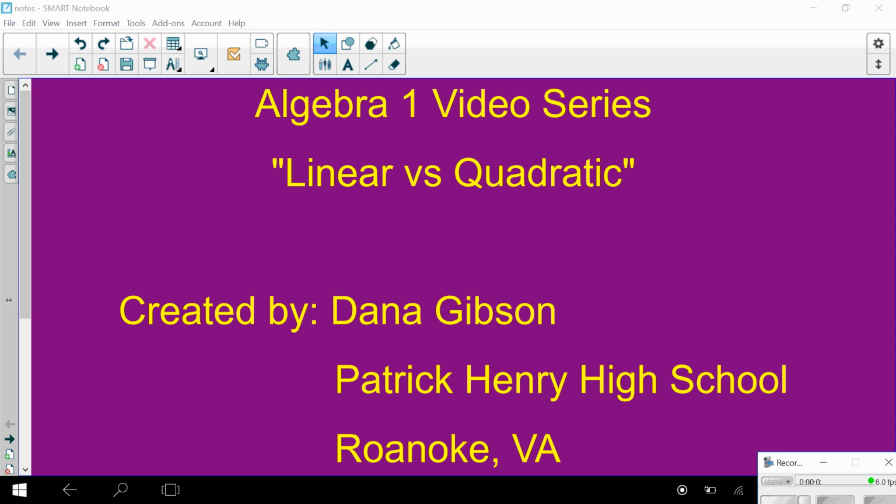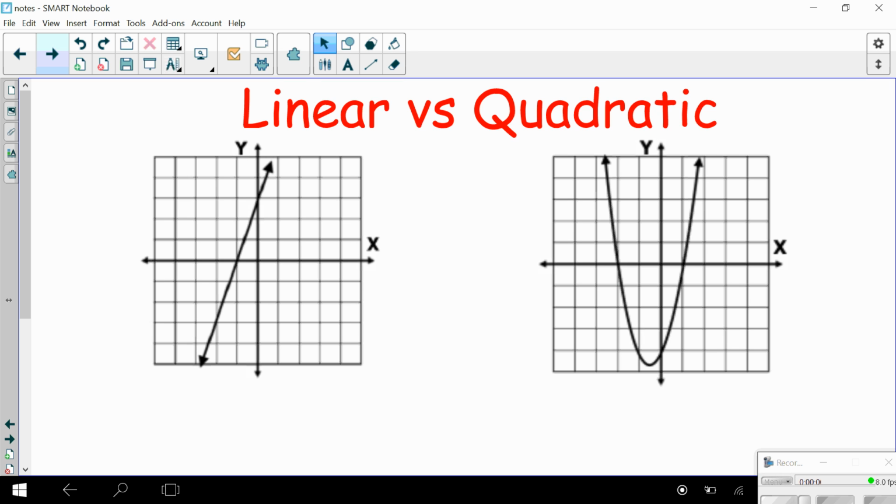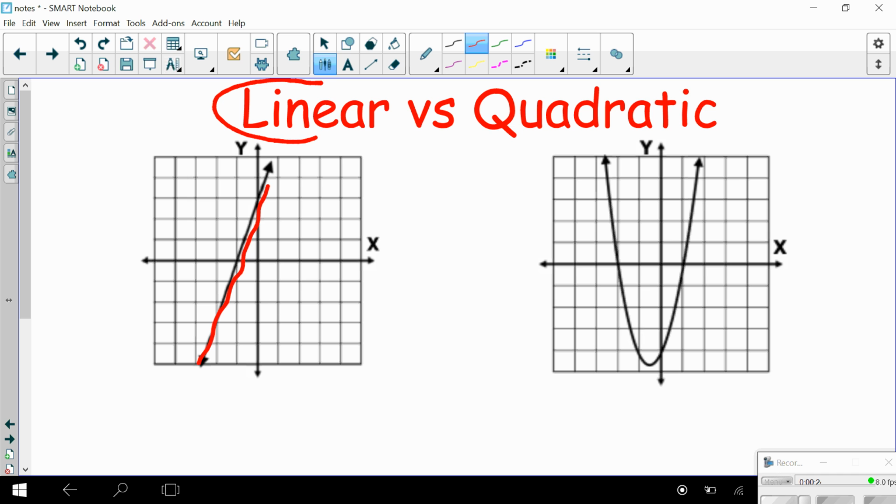This year in algebra, we're going to learn about two different functions, linear and quadratic functions. We're going to be asked to do a couple different things, one of them being able to identify the graph of a linear and a quadratic function. The nice part about this is that they kind of give themselves away. Looking at the one on the left, you'll notice that it is a straight line. That means it is a linear function. The word line is in linear, so any function that is a straight line will be linear.